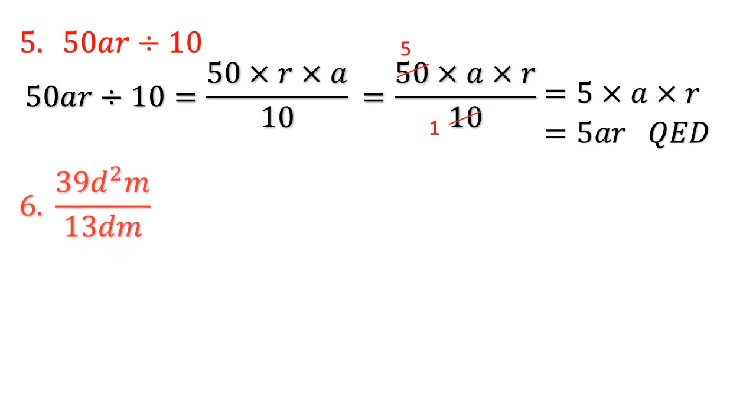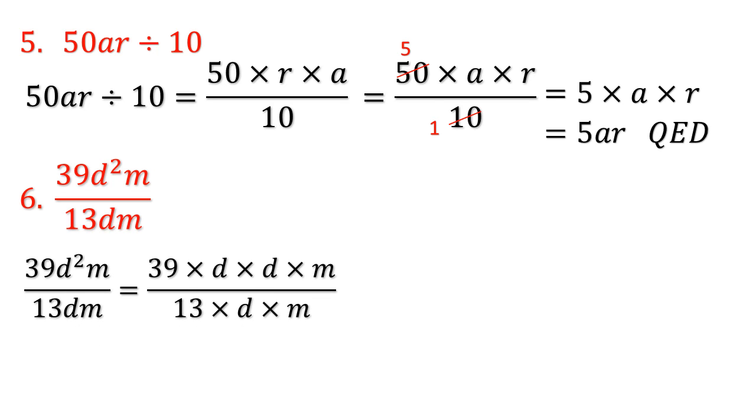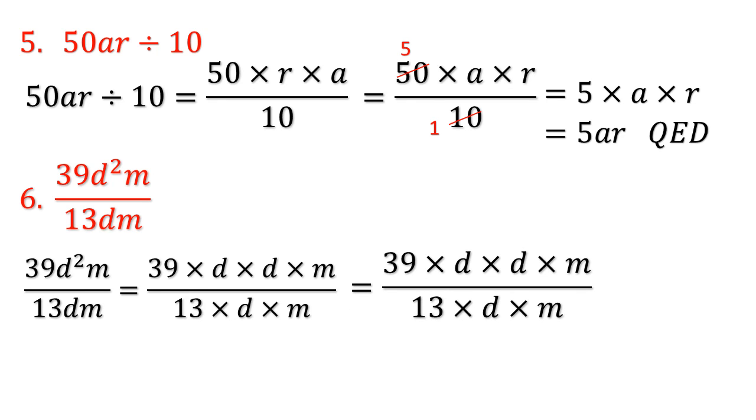So take a last example, example 6. 39d squared m all over 13dm. This is equal to 13 times 3 times d times d times m over 13 times d times m. We're going to reduce it from here. 13 into itself how many times? 1 time. 13 into 39 how many times? 3 times. So d, we'll cancel one of the d's in the numerator.